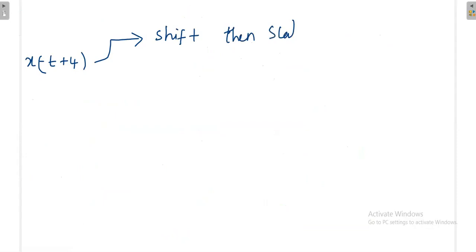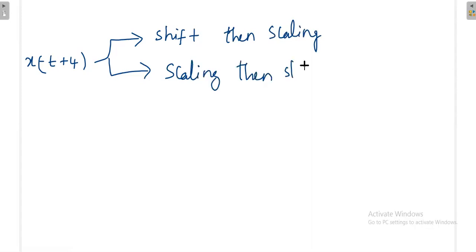First you can do the shift, then you can do the scaling, or otherwise you can do the scaling, then shifting. Then which one is giving the correct answer? This is the correct answer.